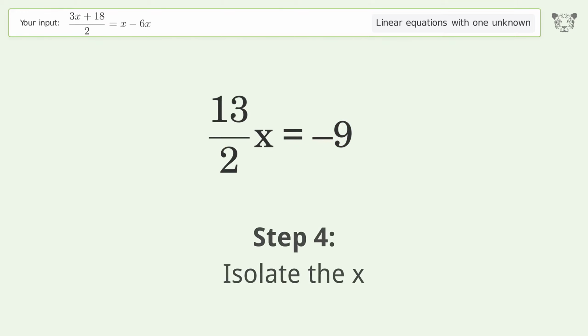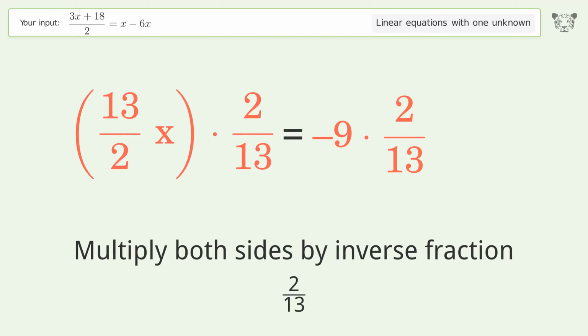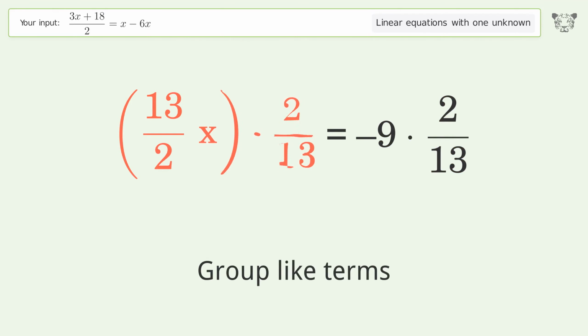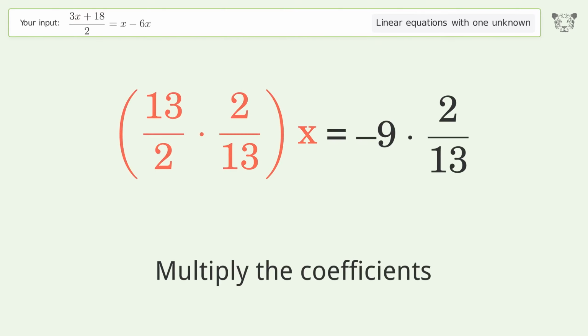Isolate the x. Multiply both sides by inverse fraction 2/13. Group like terms. Multiply the coefficients.